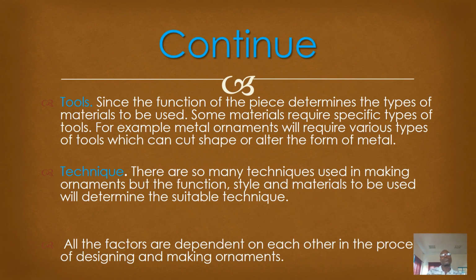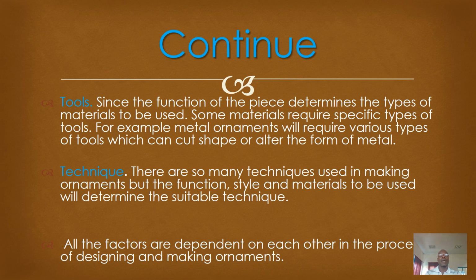Let us look at tools. How do tools also determine the what? The design of an ornament. Since the function of a piece determines the type of material to be used, some materials require specific types of tools. For instance, metallic ornaments will require various types of tools, more so the tools that can cut, the ones that can alter and form a metal into the desired shape and size. So here the tools also are very key when it comes to designing an ornament.